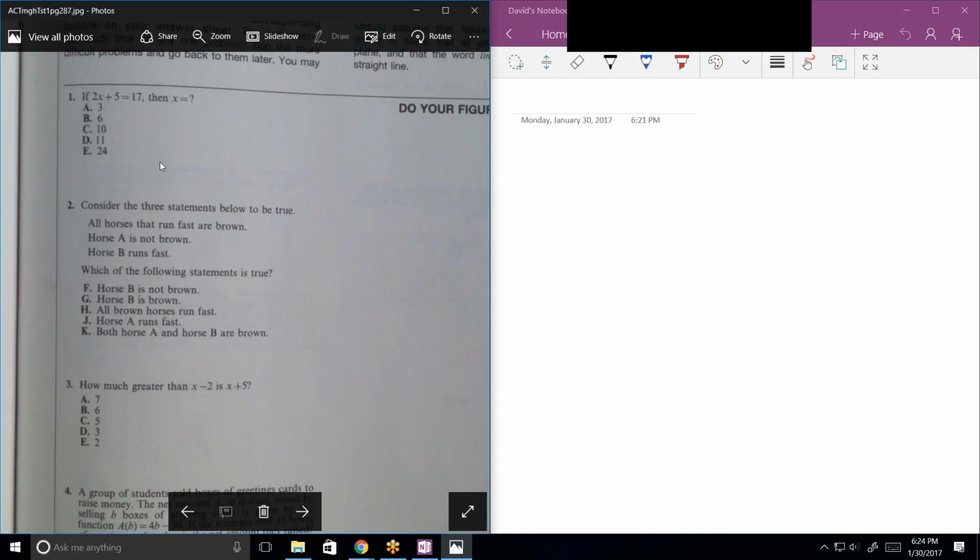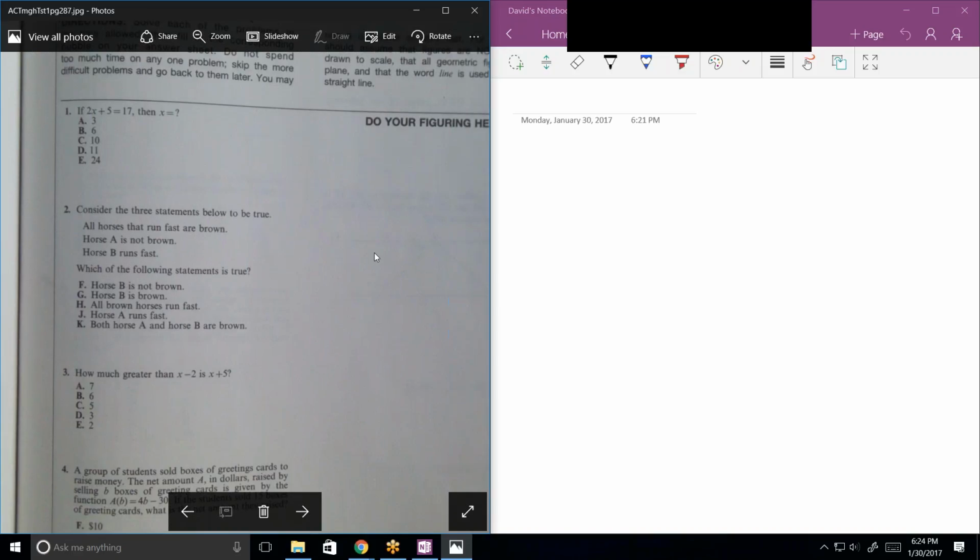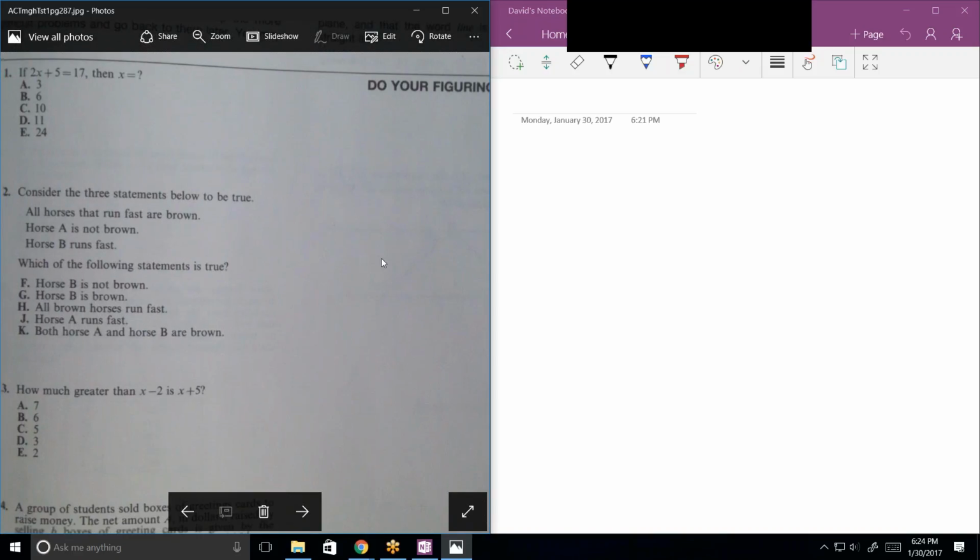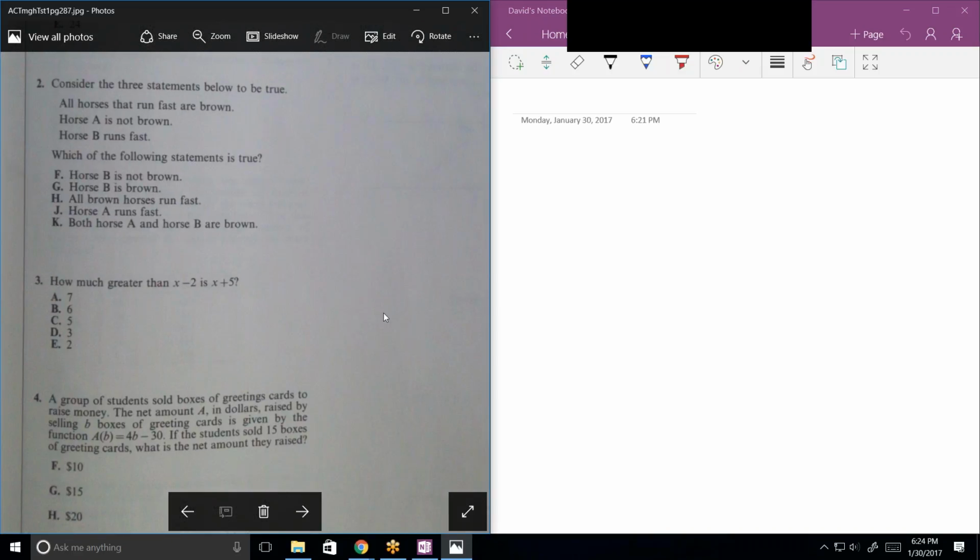Number 1. That's 5, x equals 6. Or x equals b, sorry. That's all right. 6 is fine. Okay. Number 2. Consider the 3 statements below to be true. Which of the following statements is true?